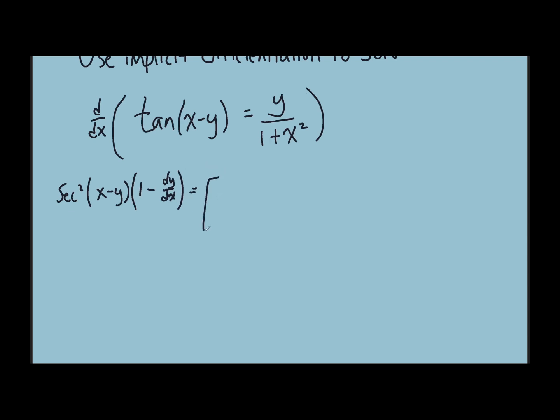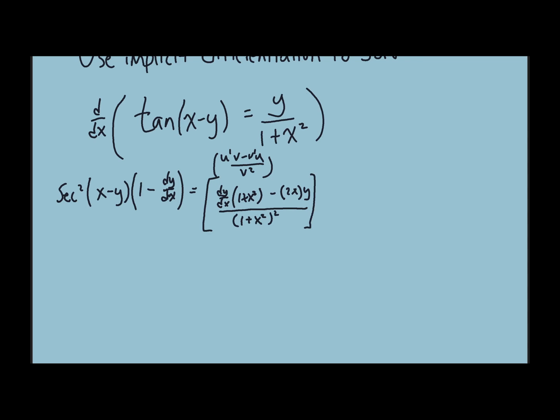Then this one looks like it's going to be a quotient rule, u prime v minus v prime u over v squared. I'll write that rule right there for us. U prime would be the numerator prime, so that's dy dx. There's a second dy dx right there, times v, which is 1 plus x squared, minus v prime, that's just going to be 2x, times y. That's all going to be divided by (1 plus x squared) squared.